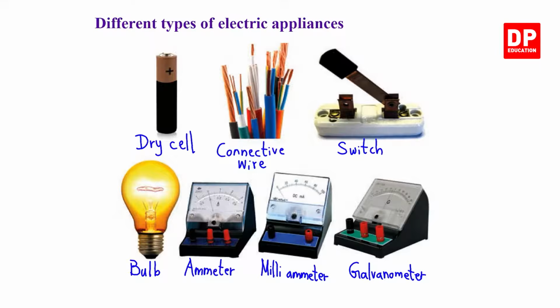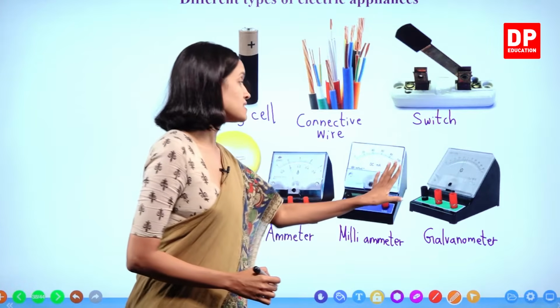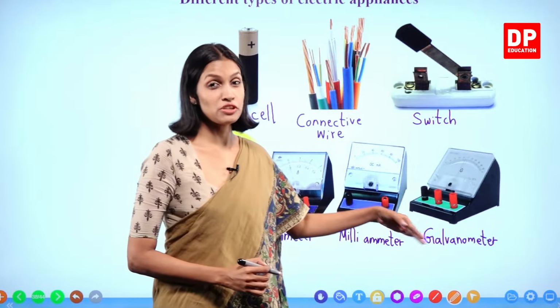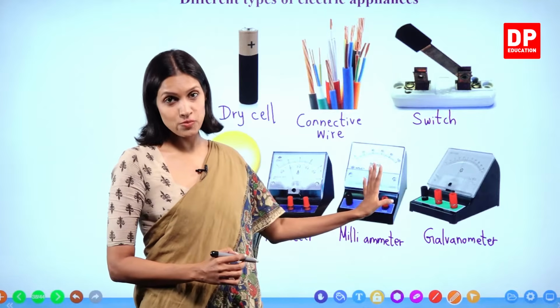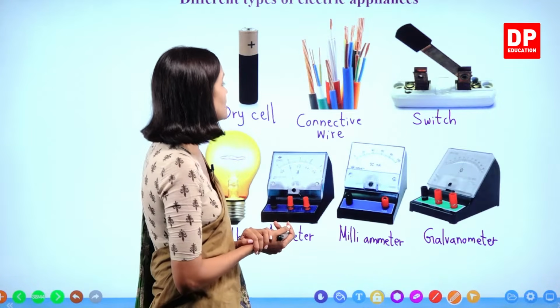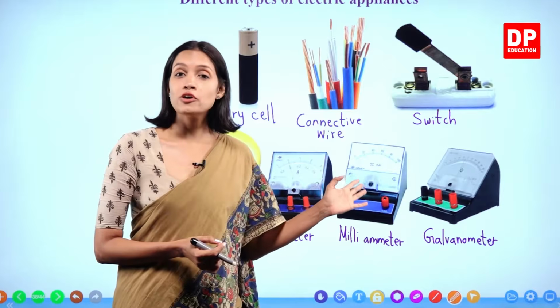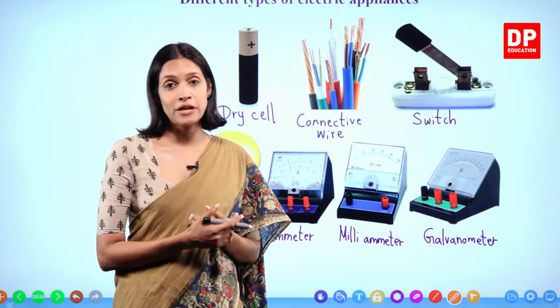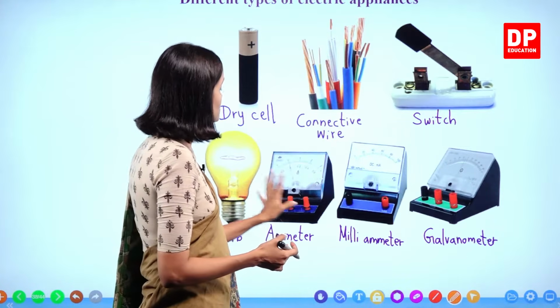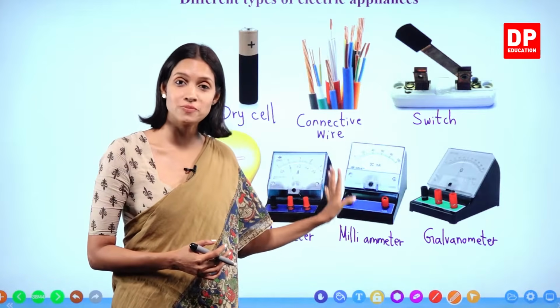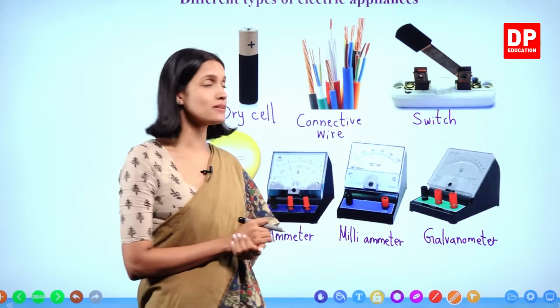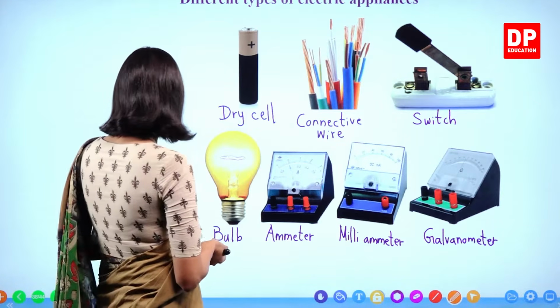We already discussed the galvanometer, right? Center zero galvanometers. We use galvanometers in different experiments as well. Okay? So in the upper grades, you are going to learn about more electric appliances, but these are the appliances we are going to use for the experiments in this grade. Okay, children? We'll move on to the next.